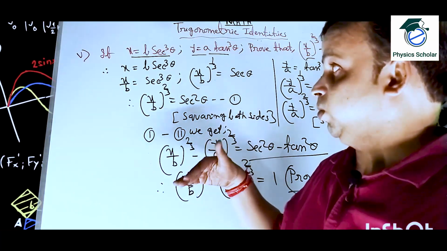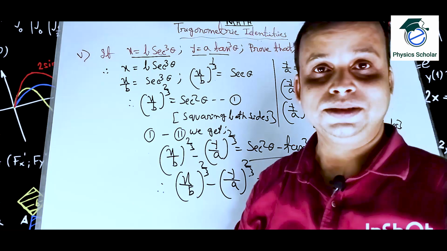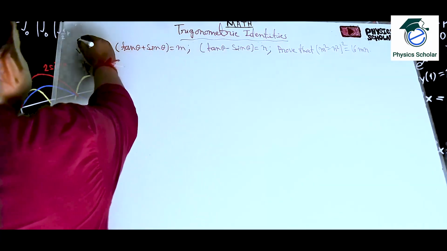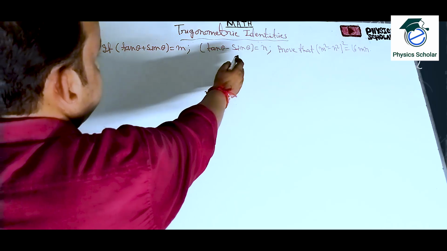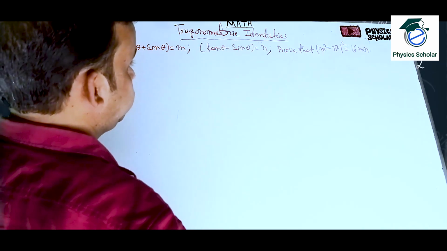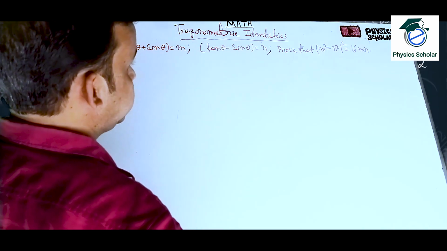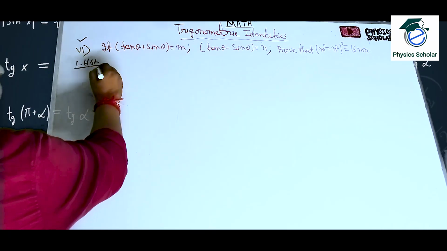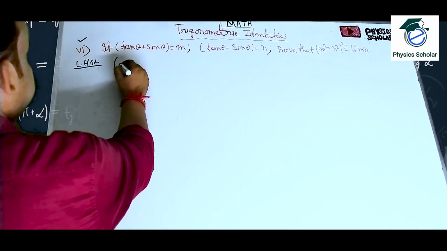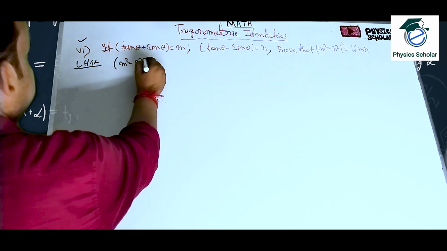Now let us move to the next sum number 6. Students, here it is another very important sum. Clear? If tan theta plus sin theta is equal to m and tan theta minus sin theta is equal to n, we have to prove m square minus n square whole square is equal to 16 mn. Clear? So let us start left hand side. So left hand side is what? m square minus n square whole square.